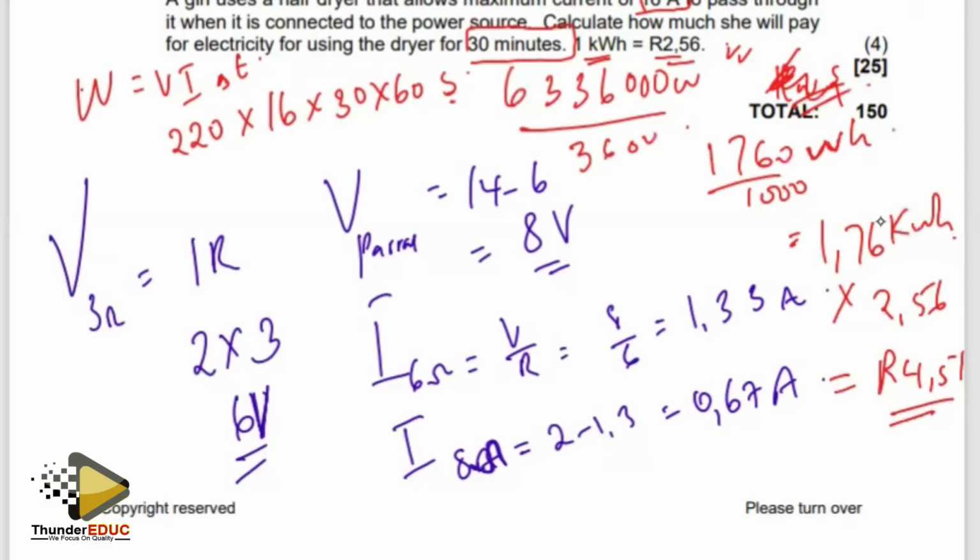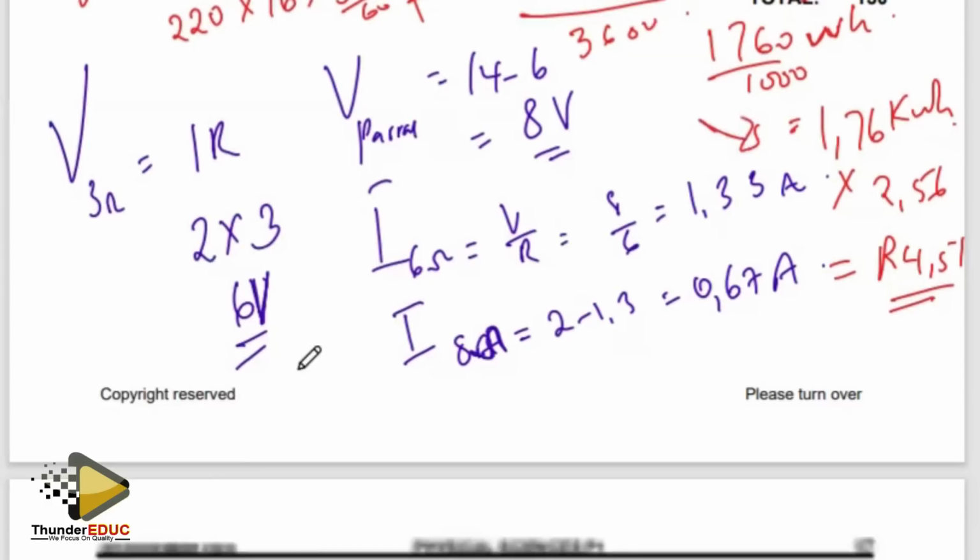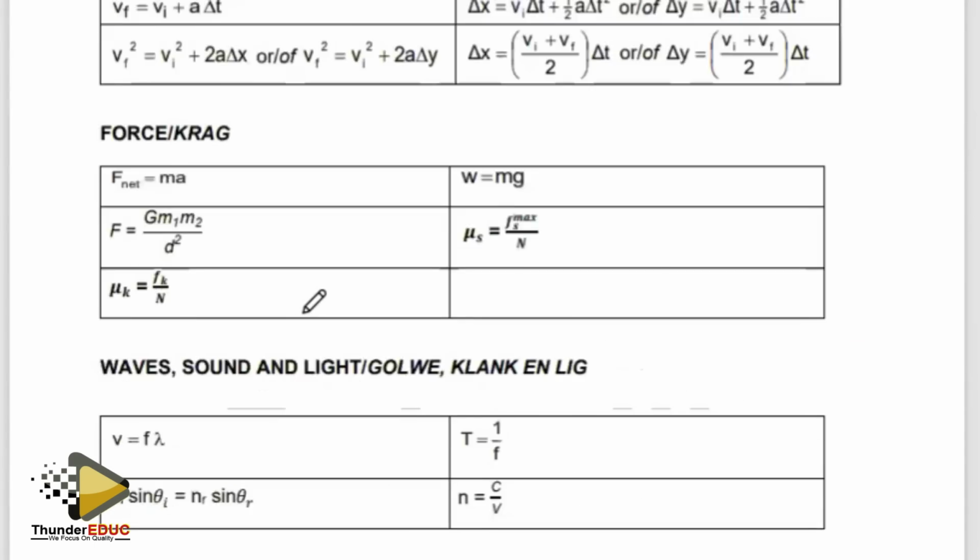So alternatively, what one would have done is, instead of changing this to seconds, just divide it by 60. We change it to hours, and then divide by 1,000, so that we get straightforward to the kilowatt hours. Straightforward. Okay, guys, so that's what this paper entailed. Wish you all the best in your preparations.